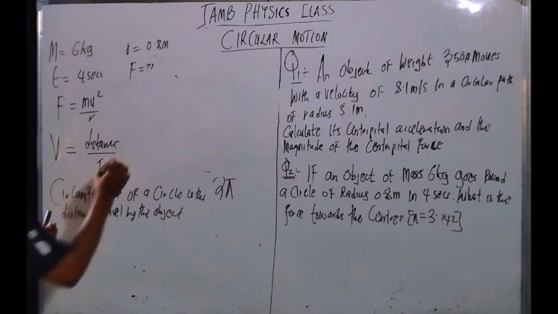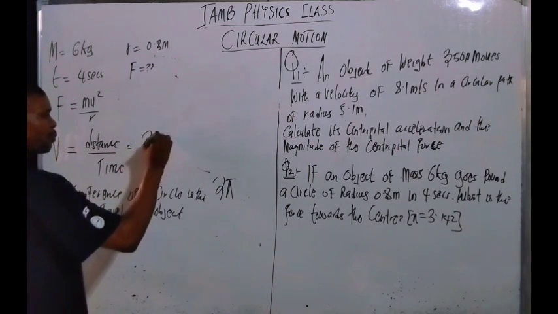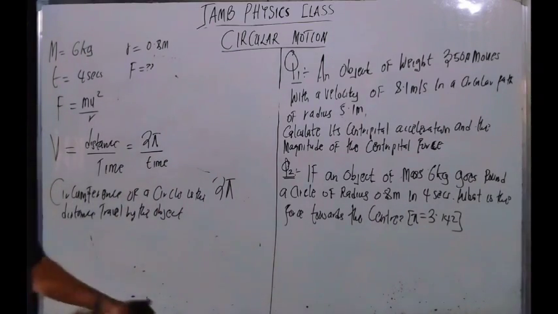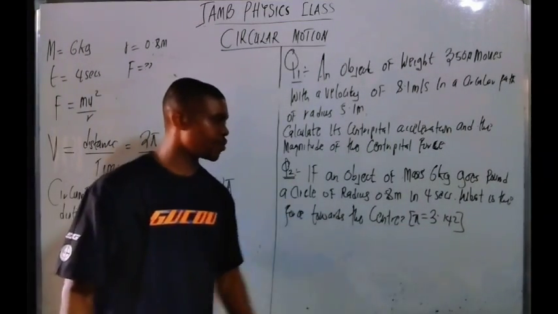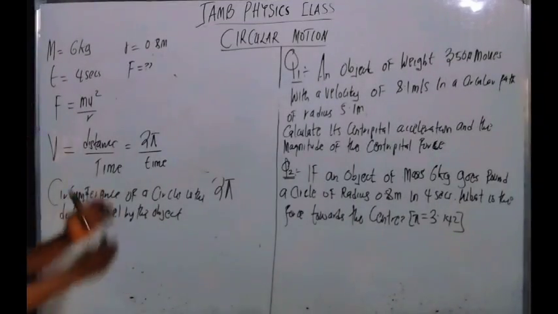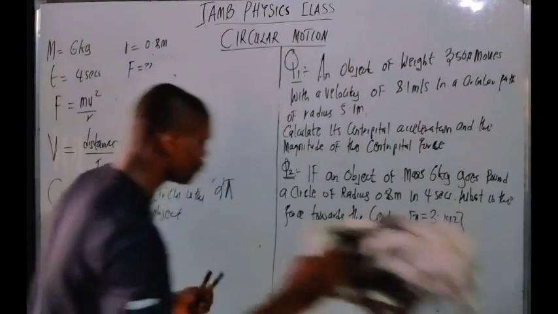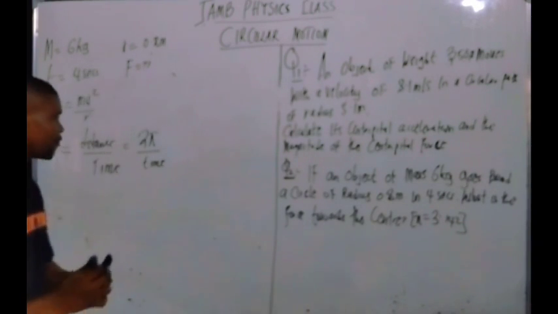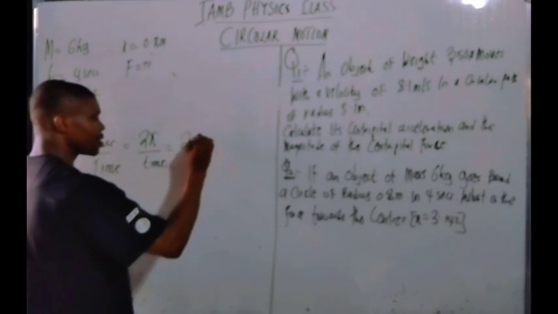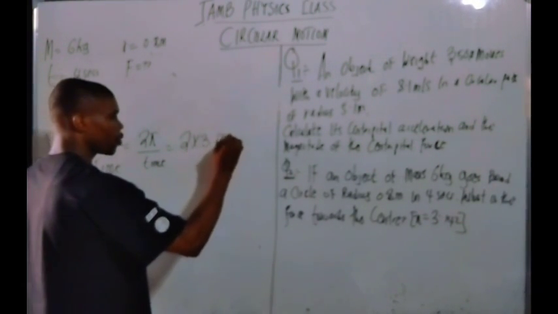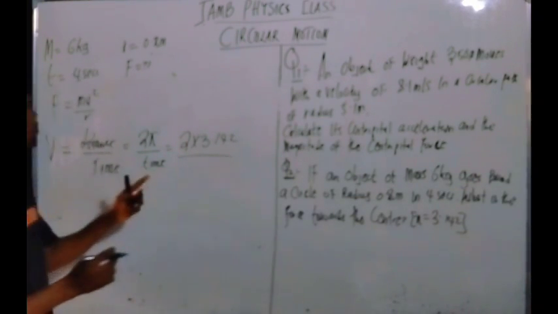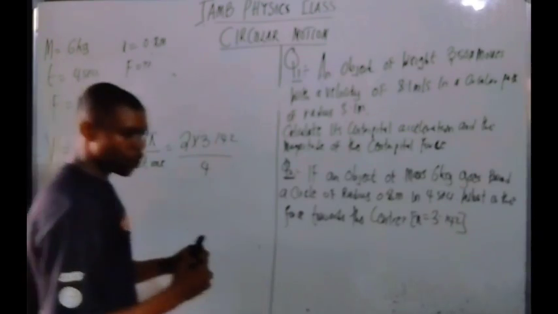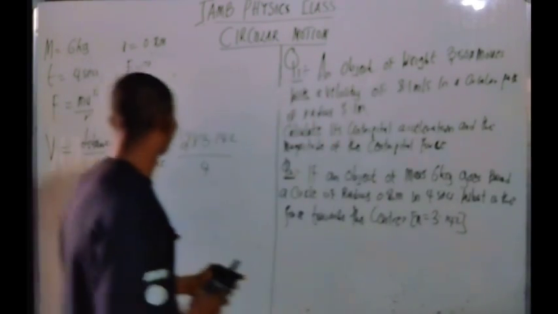So what will happen here? You're going to do 2 pi r over the time. They gave pi to be 3.142, right? So you input your value of pi. Once you input your value of pi, you're going to do 2 times 3.142 times r over my time. Remember, time is 4 seconds. So bring out your calculator and get your answer.